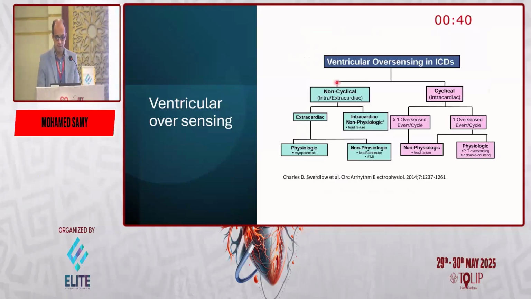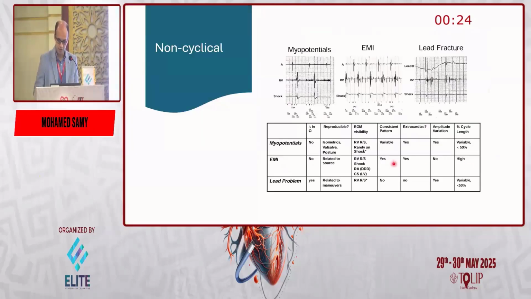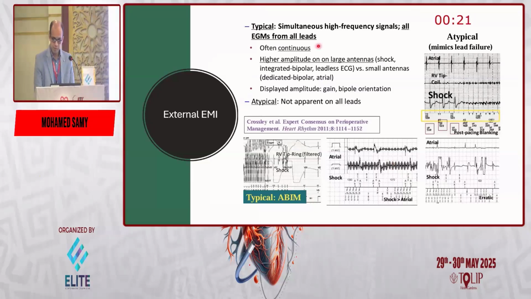Ventricular oversensing may be non-cyclic or cyclic. Non-cyclic may be extracardiac, such as myopotential, or non-physiological, such as lead connector problems or electromagnetic interference. Cyclic include B wave oversensing, T wave oversensing, and lead failure as well. For electromagnetic interference, the typical one will be of high frequency, recorded at higher amplitude at the large antennas like shock leads, whereas an atypical electromagnetic interference will be recorded only in one lead and will mimic myopotential.